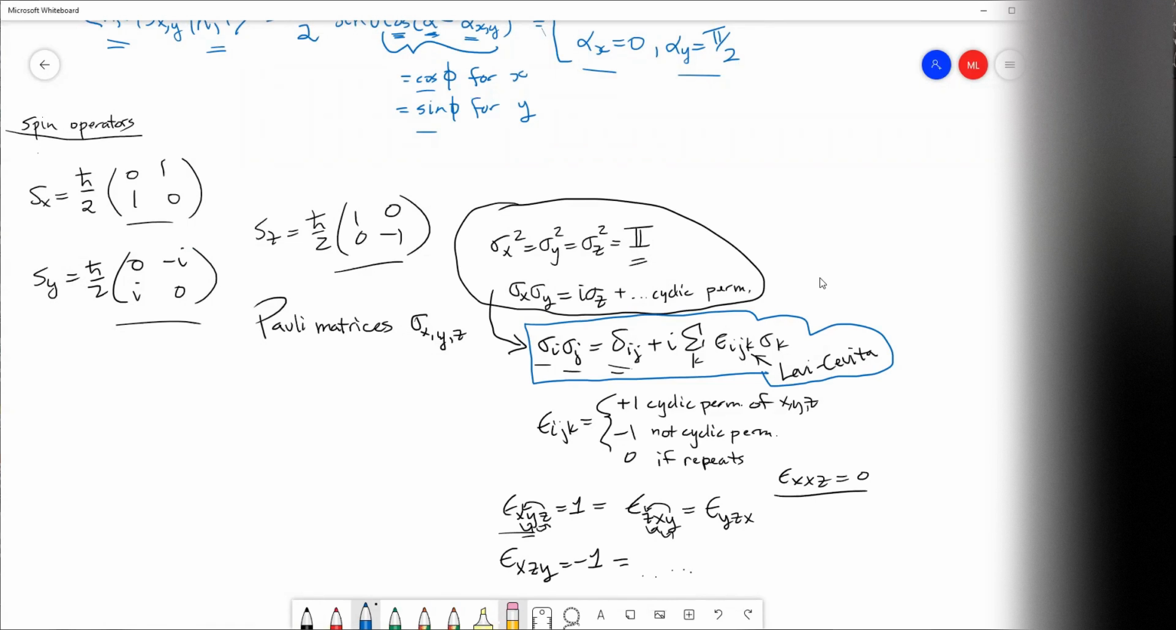And there's other properties of it. So let's see, what else can we say? Any questions though so far about this?